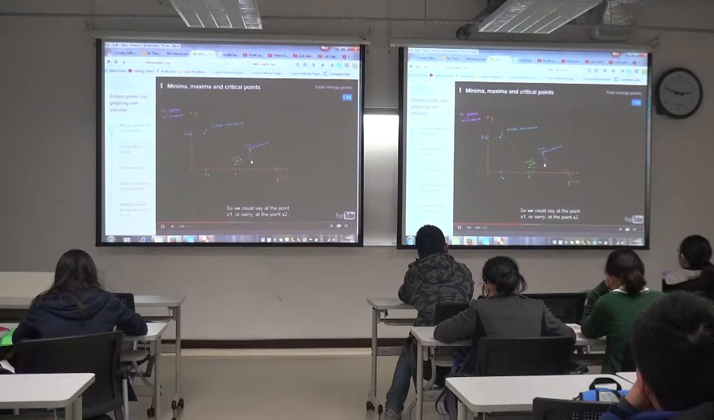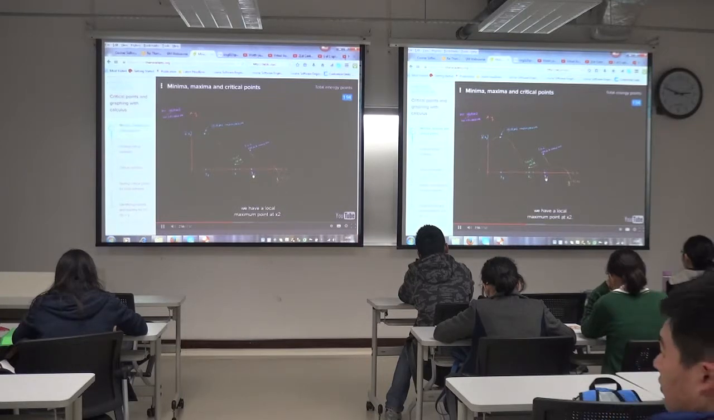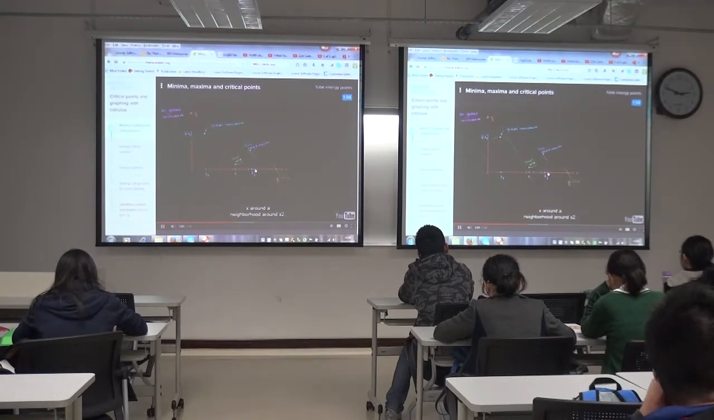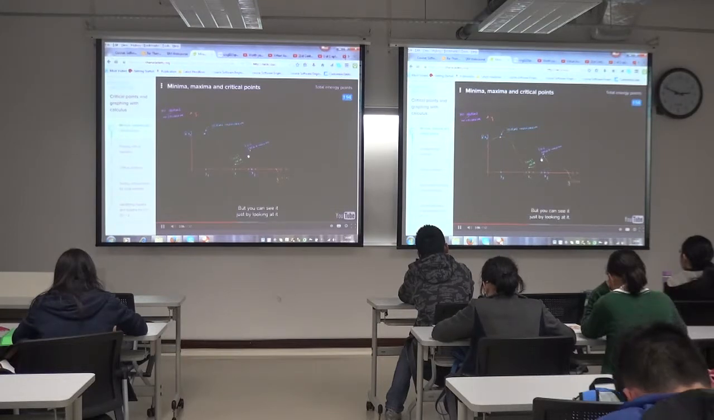So we could say we have a local maximum point at x2, because f of x2 is larger than f of x for any x in a neighborhood around x2. I'm not being very rigorous, but you can see it just by looking at it. So that's fair enough. We've identified all of the maxima and minima, often called the extrema, for this function.